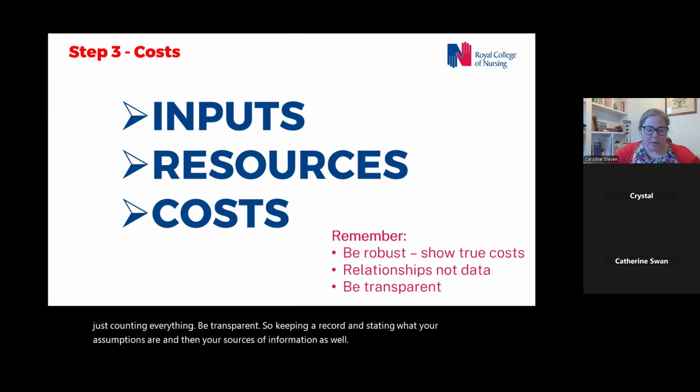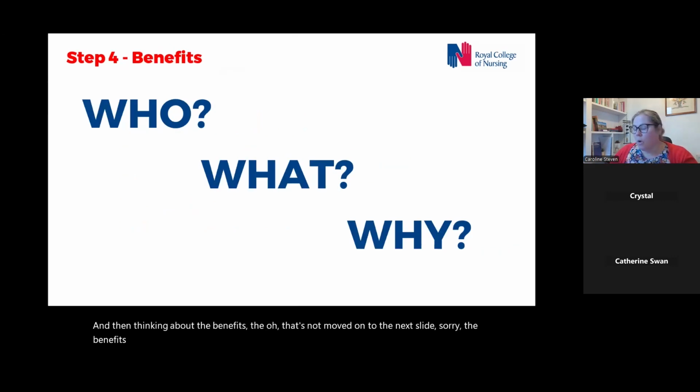And then thinking about the benefits. That's not moved on to the next slide, sorry. The benefits: who, what and why.